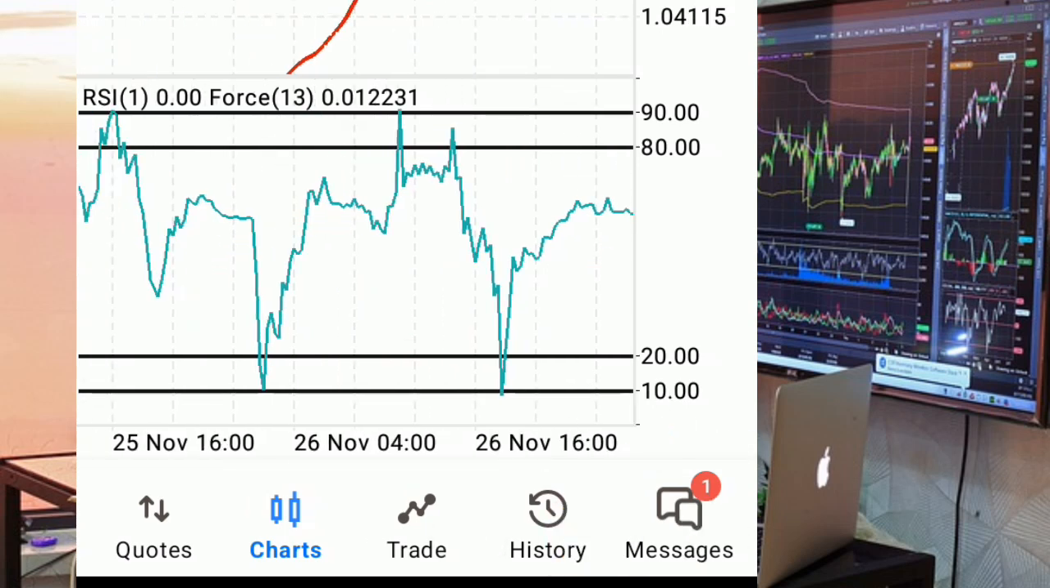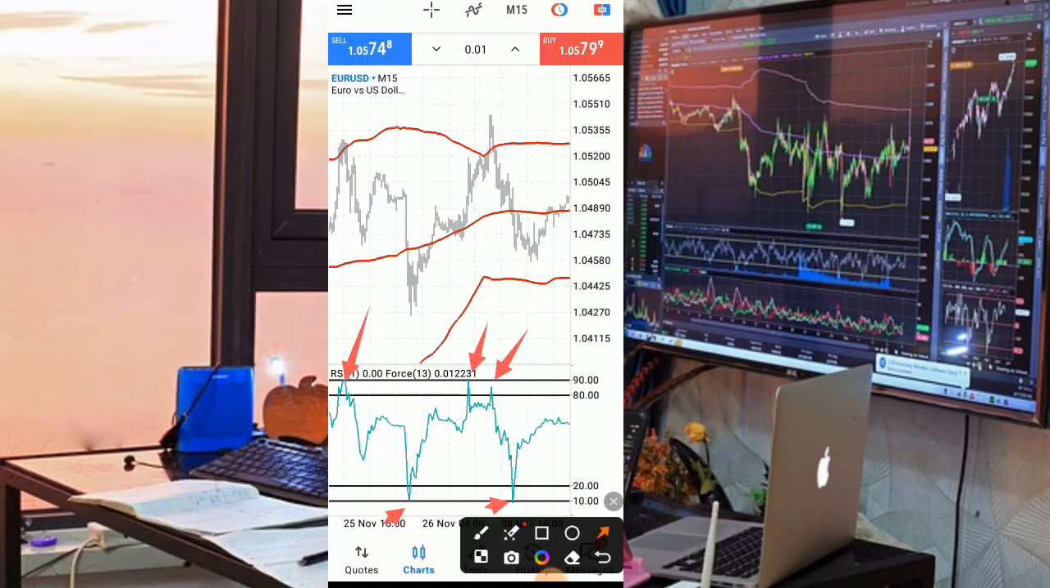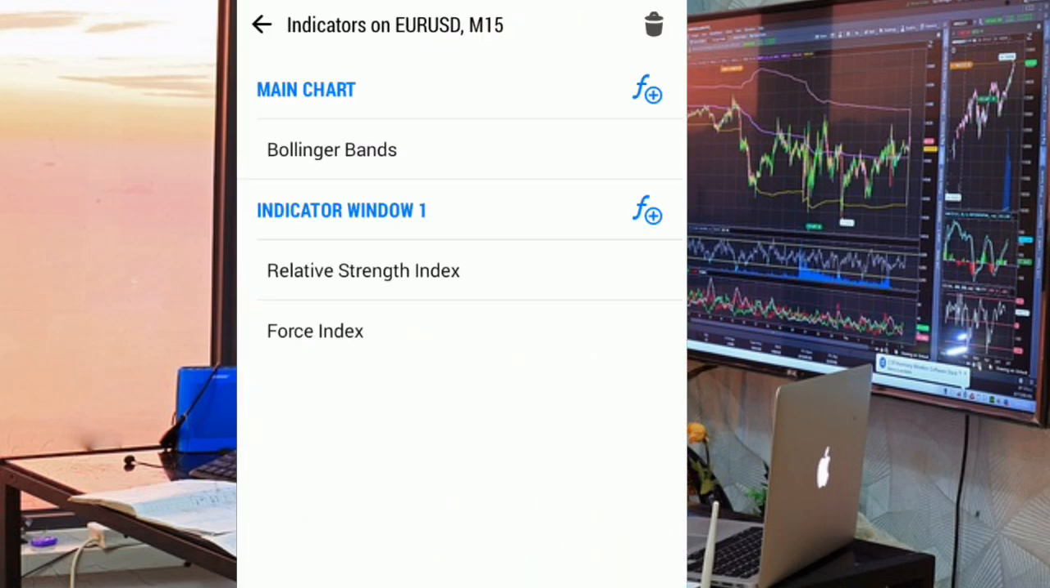For instance, over these points, you can see that price came to the 90 line level, the 80 line level, the 90 line level, the 10, and the 10 line level again. Those are key points that you can use on the force, so that you can confirm and then make your entries like that. What we are using here is the Bollinger Bands, then RSI, and then the force index. When the market opens, you can try this on your demo account, or you can just back test it.